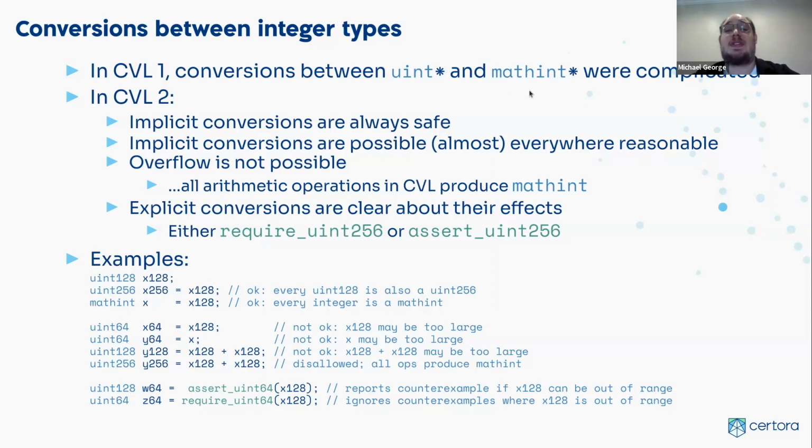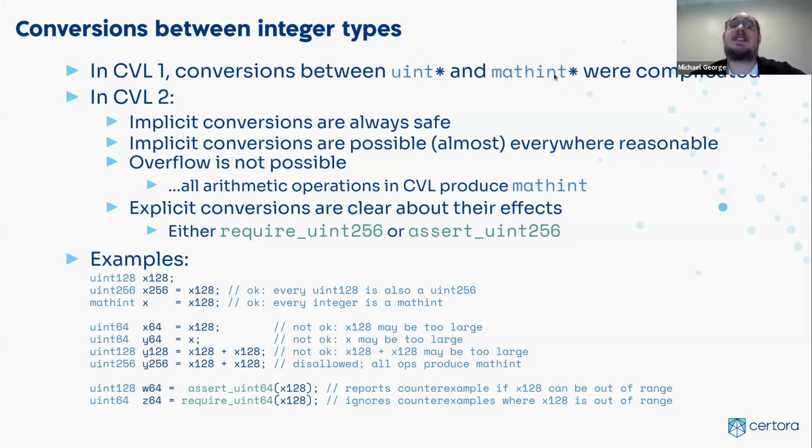And then there's also the math int. There's only one math int type in CVL. And a math int is an unbounded integer. It can hold an integer of any size, negative infinity to positive infinity.